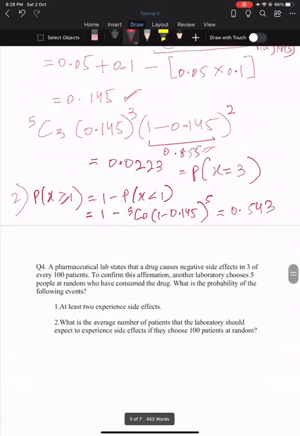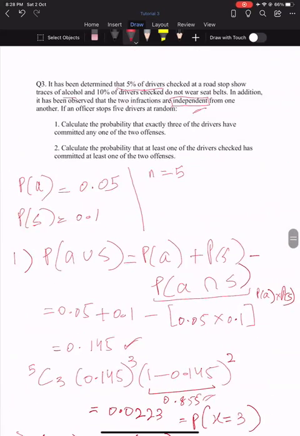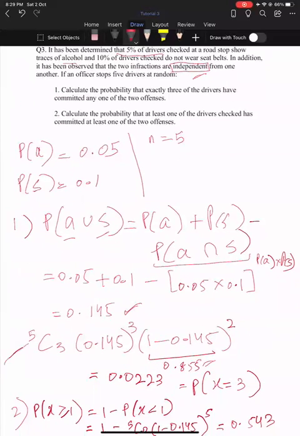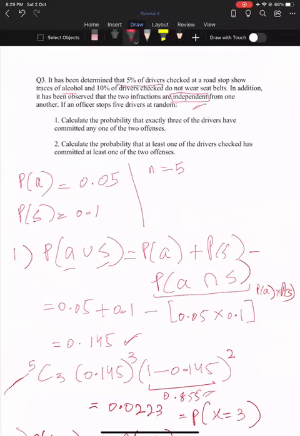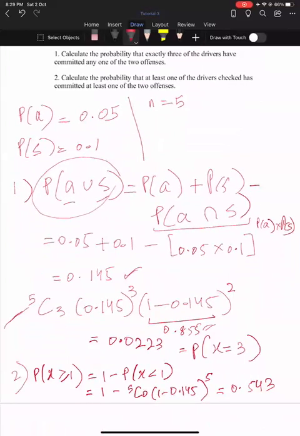Okay, Zara. So in this question, the people we are checking could have done any of the two crimes. So we needed the probability that either they have alcohol in their system, or they are not wearing their seat belt, or maybe they have been checked for both things and they are guilty. That's why we wanted a probability we can plug in to find through binomial. So we first had to find the probability of any of these two or both of them. That's why we first used union to get that probability, and then we used that probability to find out of 5 only 3 have done it.